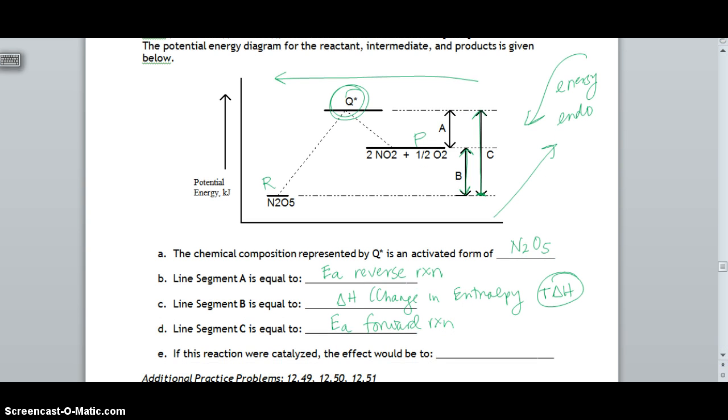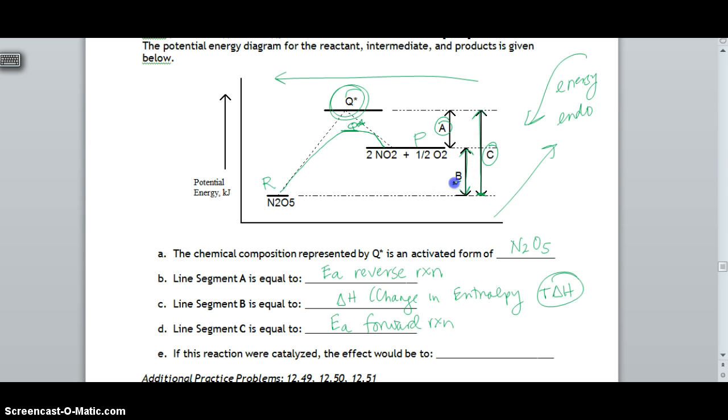And then it says if this reaction were catalyzed, the effect would be 2. Well, that's going to lower the peak, right? So now Q star would be somewhere in here. And so our peak would be lower. So the things that will change are anything that involve that peak. So A would be a smaller value, right? C would be a smaller value.